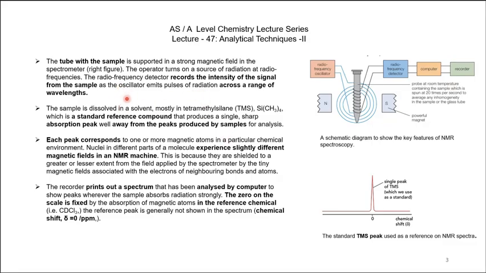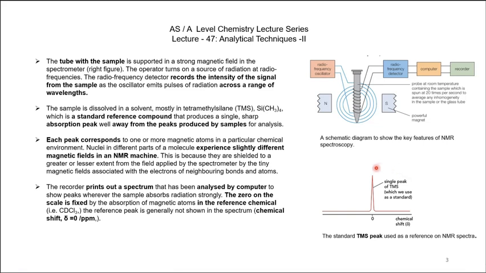The sample is dissolved in a solvent, and in proton NMR we use tetramethylsilane, TMS, with molecular formula Si(CH3)4, as the standard reference. Why do we take this standard reference compound? It produces a single sharp absorption peak, well away from the peaks produced by the sample being analyzed.